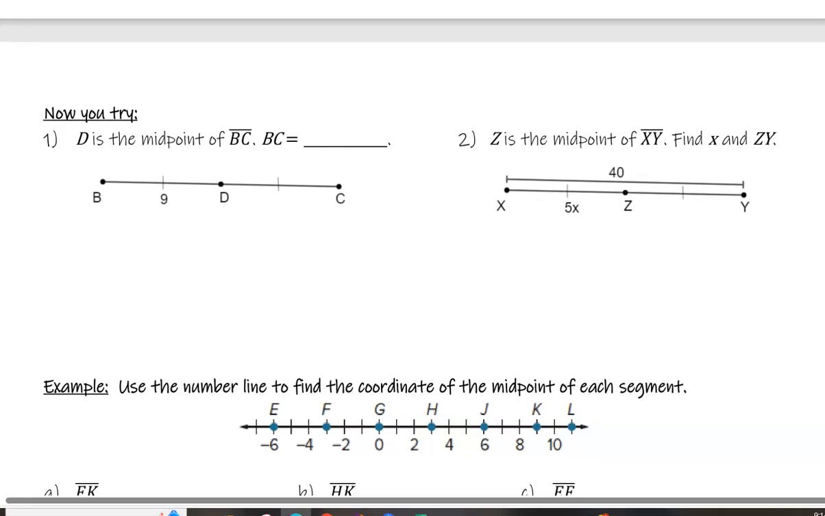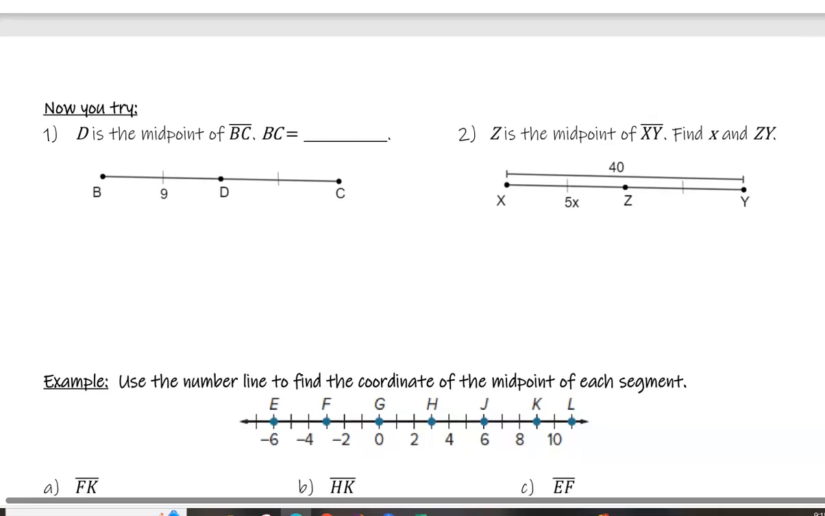Give yourself a chance to try a couple here and push play to check when you're ready. We have 18 for number 1, and we have 4 for x. And then if you plug it back in, it would make YZ 20.